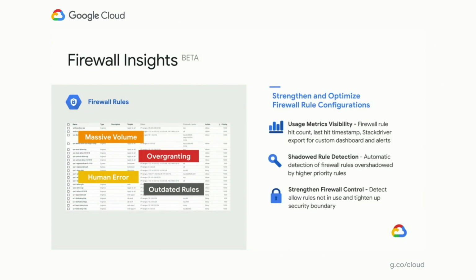With Firewall Insights, we introduce a set of capabilities that hopefully will help our customers better manage those challenges. First, we introduce a set of metrics for firewall usage, such as the hit count and last hit time. Using these metrics, users can easily find those allow rules that are not used and clean them up in order to tighten the security boundary.